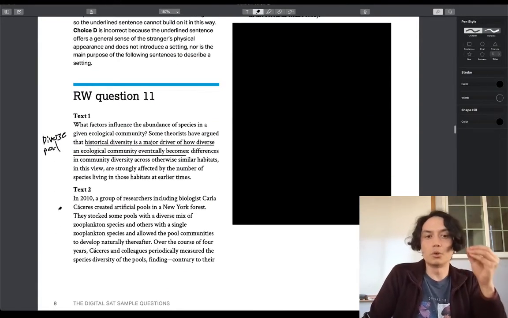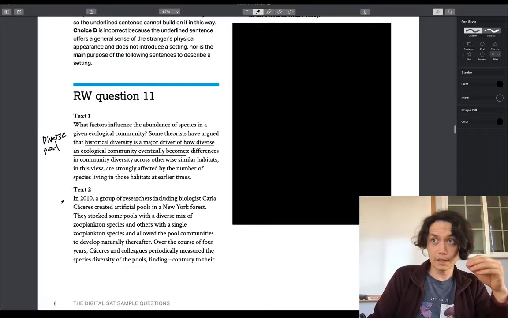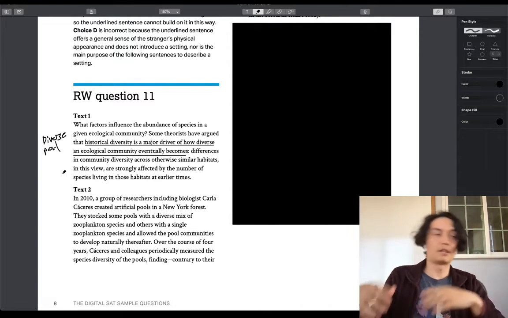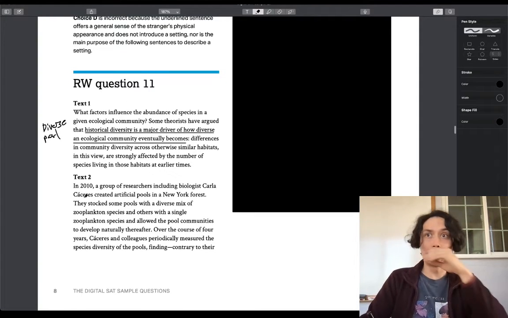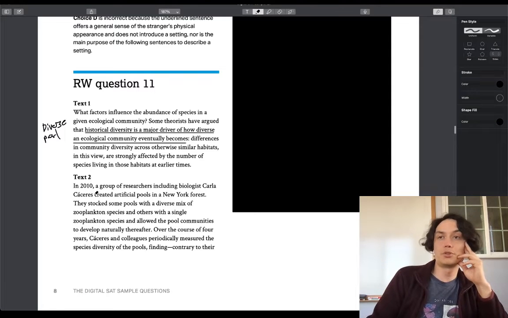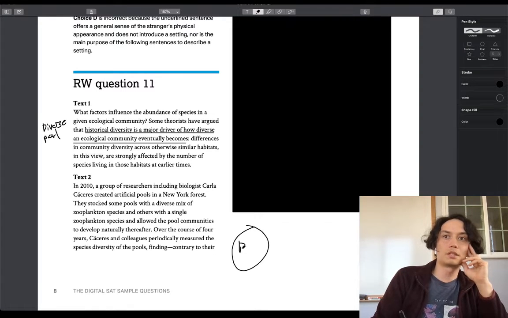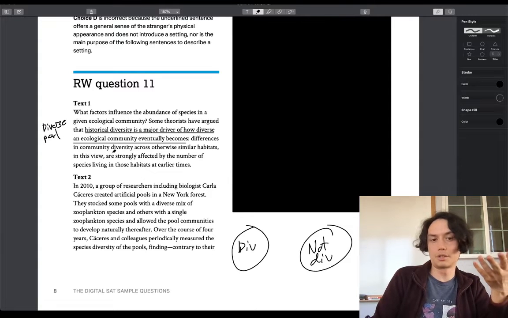So now we just need to look for a place in text two that comments on this whole diverse in the past, diverse now thing. All right, in 2010, a group of researchers, including this person, created artificial pools in a New York forest. They stocked some pools with a diverse, oh, look, there's some diversity in some of these pools, and others with a single zooplankton species, and allowed the pool communities to develop naturally. So like one pool is like diverse. Oh boy, one pool is like not diverse. And so, either this theory is going to be thumbs up or thumbs down based on their findings.